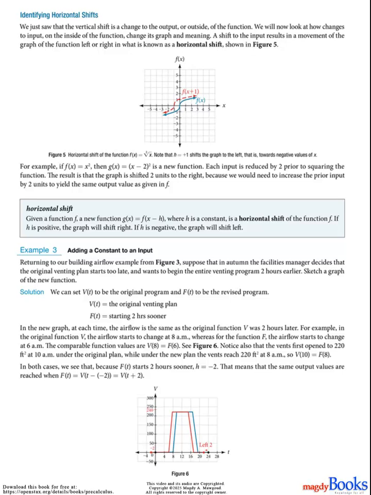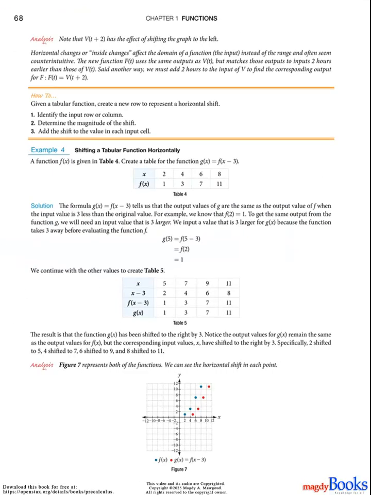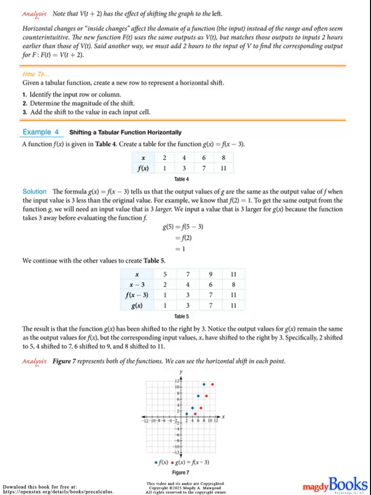That means that the same output values are reached when f(t) = v(t − (−2)) = v(t + 2). Analysis: Note that v(t + 2) has the effect of shifting the graph to the left. Horizontal changes or inside changes affect the domain of a function, the input, instead of the range, and often seem counterintuitive. The new function f(t) uses the same outputs as v(t), but matches those outputs to inputs 2 hours earlier than those of v(t).